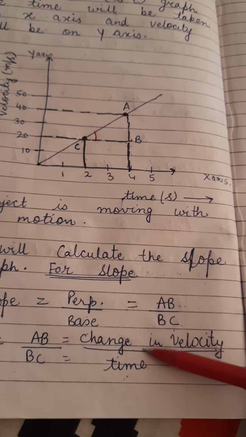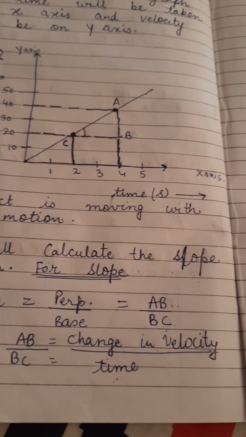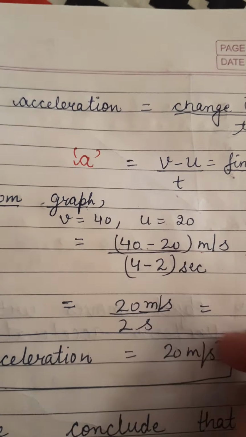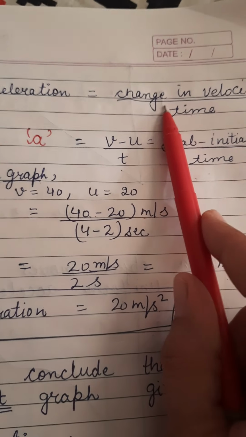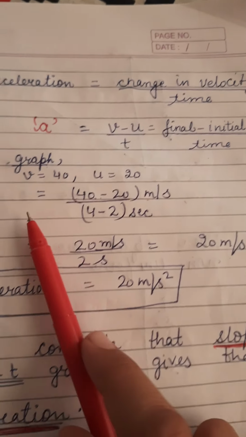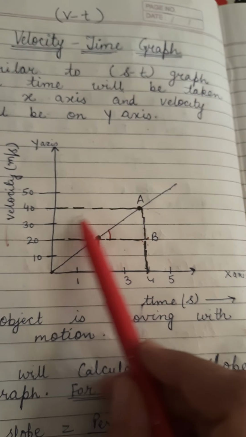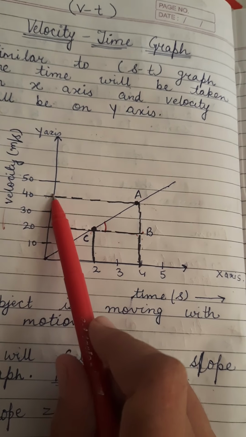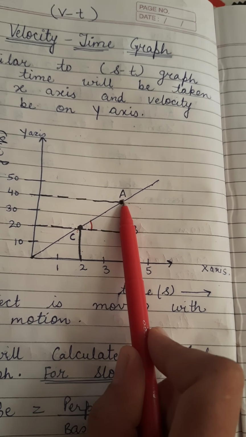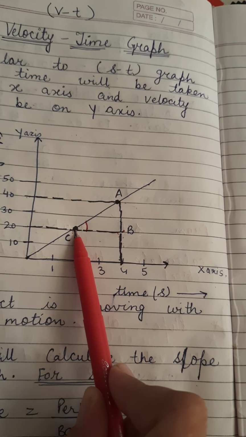And here change in velocity with respect to time, what does it represent? It will represent acceleration, because acceleration has the formula change in velocity with respect to time. And from graph, what is final velocity? Here, what is final velocity? At point A, it is 40, and at point C, it is 20. Means finally the object is at 40, but initially it was at 20 meter per second.